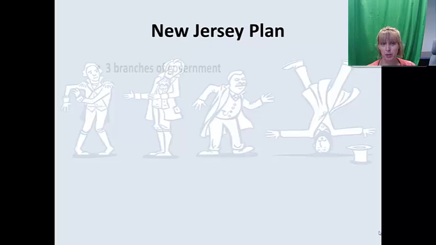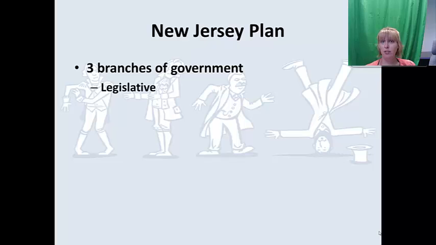First, the New Jersey Plan. The New Jersey Plan looks like our current government in that it has 3 branches of government, and the 3 branches we would recognize. A legislative branch, but it was a little bit different because the legislative branch in the New Jersey Plan was unicameral, meaning it only had one house.